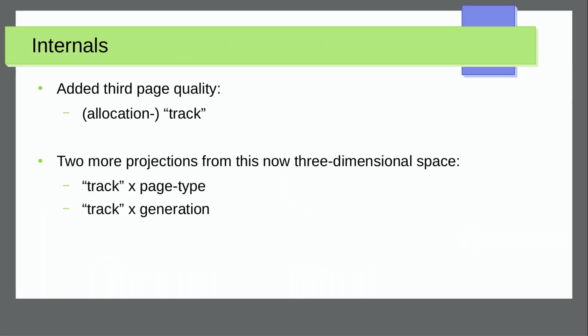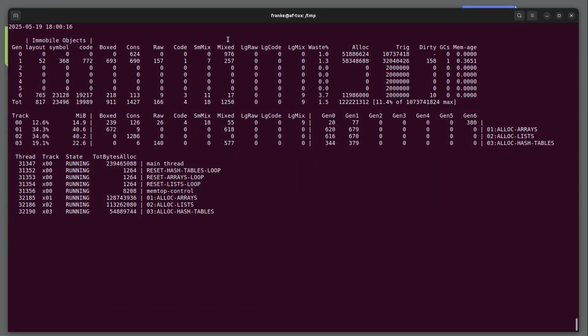So how does this work? We added a third page quality called tracks, and there are now two more projections from this now three-dimensional space. On the left, track times page type. On the right, track times generation. You can see them. One is from boxed to large mixed and one from Gen 0 to Gen 6.